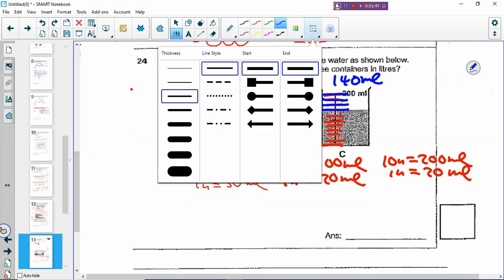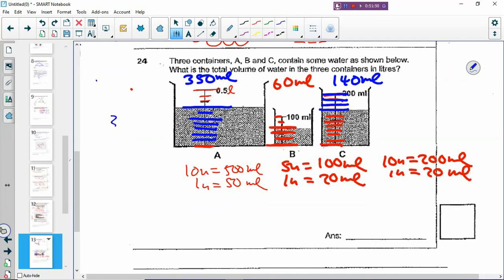Okay, so let's add them up. So you have 3, 5, 0, 1, 4, 0, and 60. So you add them together, 0 and 15, carry 1. So you have 550 ml.